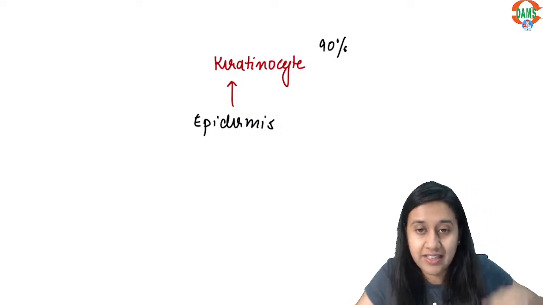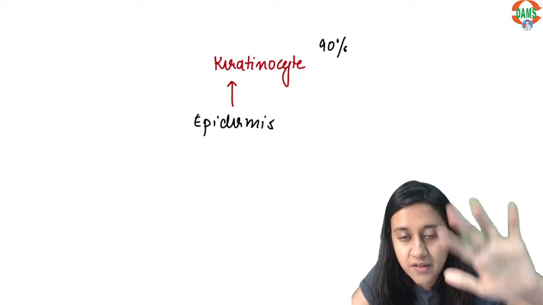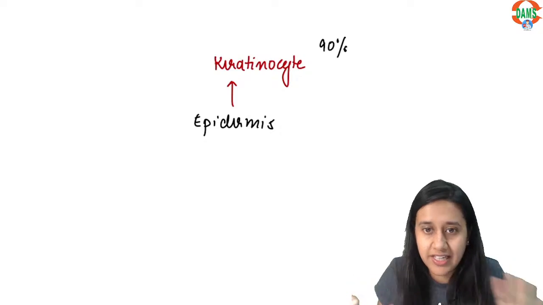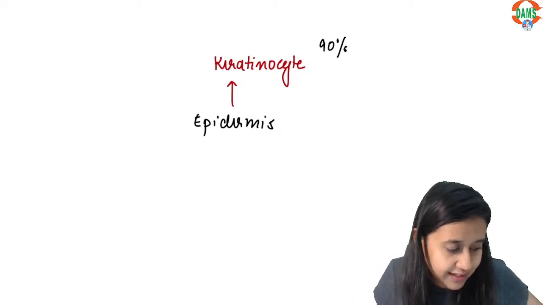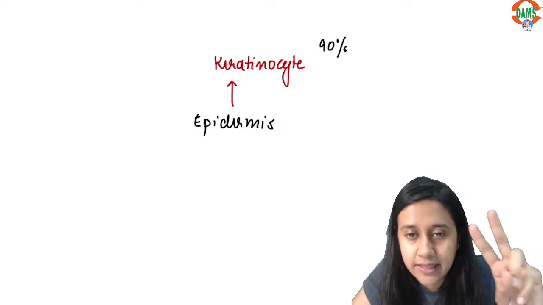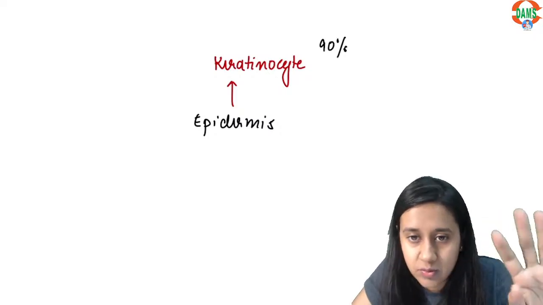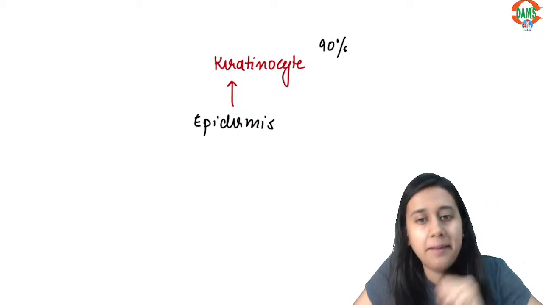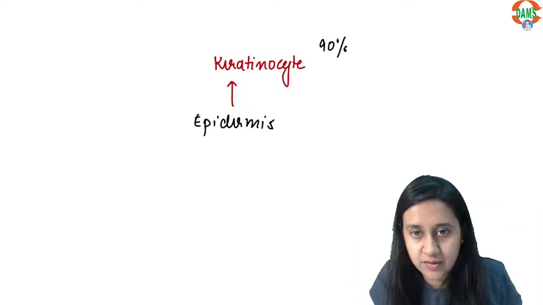And you all know that keratinocytes have arranged themselves into 5 different layers. Can you name these layers in which the keratinocytes are arranged in the epidermis? Anyone? Yes, stratum corneum, stratum lucidum, stratum granulosum, stratum spinosum, and stratum basale. These are the 5 layers in the epidermis which is made up of keratinocytes.